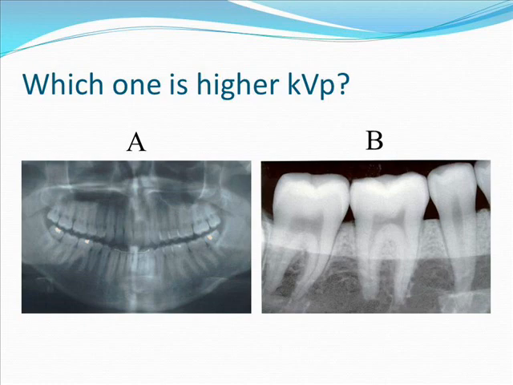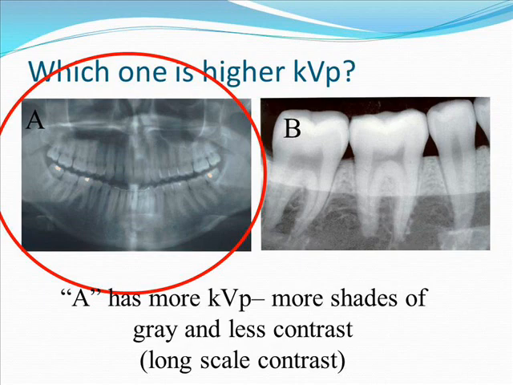If we have higher kVPs, it's going to give us low contrast, so it'll be the one on the left. More kVPs gives us less contrast, so more shades of gray. The one on the right, we're going to be able to diagnose decay and periapical abscesses. The one on the left, we're going to be able to diagnose periodontal disease and periodontal abscesses.